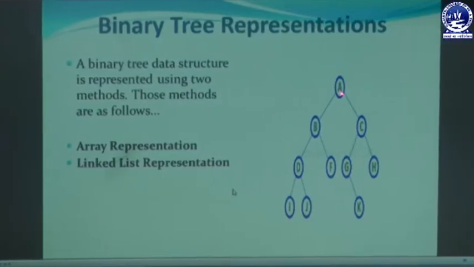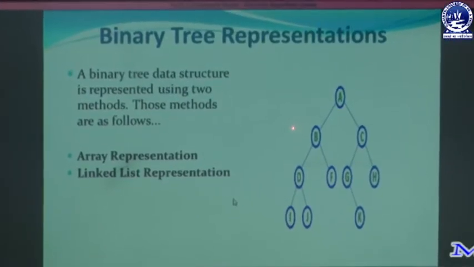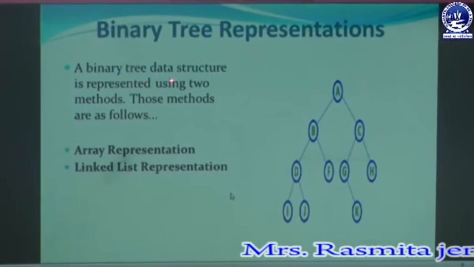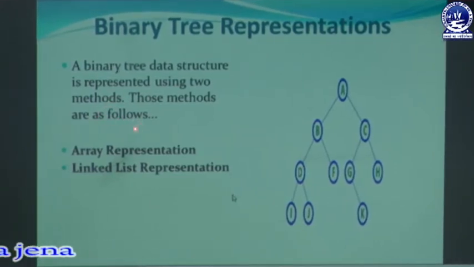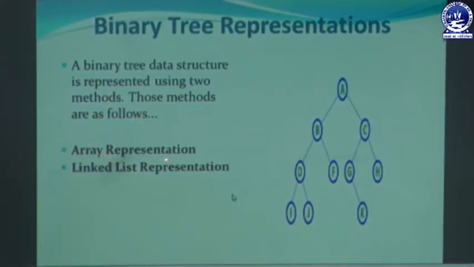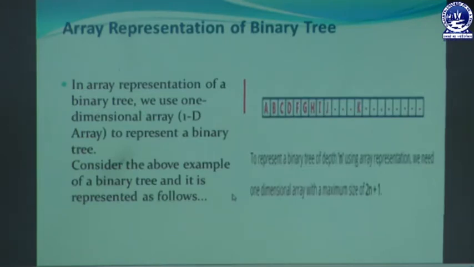We know that a binary tree can be represented by using two different methods: one is the array representation and the second one is the linked list representation. Let us see the representation for binary tree. So, this one is the binary tree and we will discuss its representation. A binary tree data structure is represented using two methods, and those methods are as follows. One is the array representation and the second one is the linked list representation. First we will see how we can represent a binary tree by using an array.